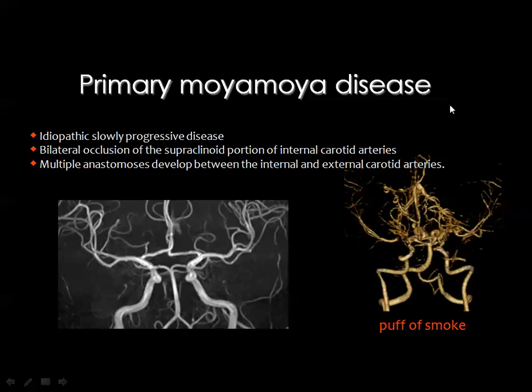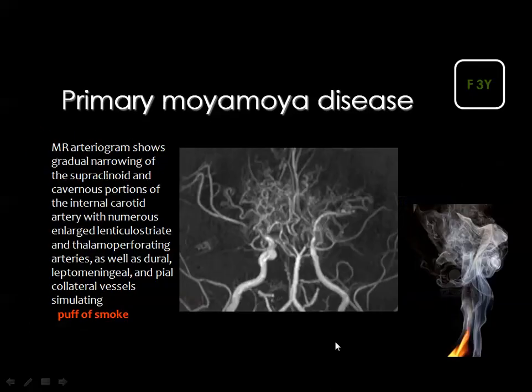One of the well-known types of vasculitis is the moya disease, which can present in two forms, the primary and the secondary or the acquired form. The primary form is an idiopathic, slowly progressive disease involving bilateral occlusion of the supraclinoid portion of the internal carotid arteries. And this will result in the development of many collateral vascular channels which will appear on imaging like the puff of smoke.